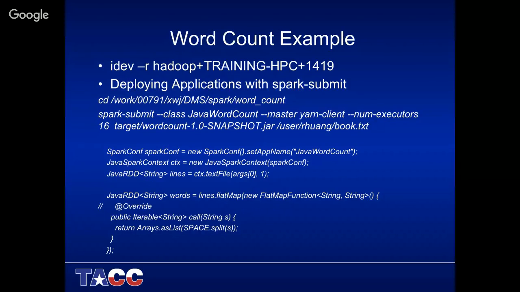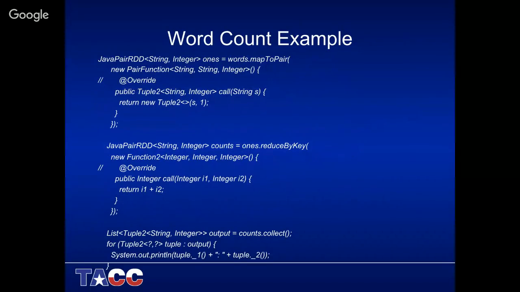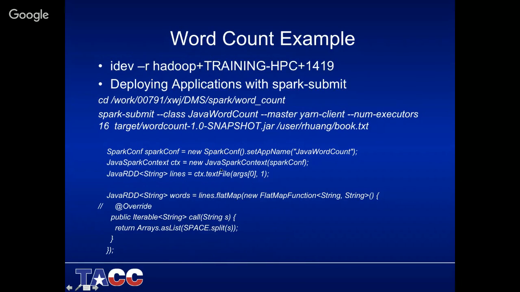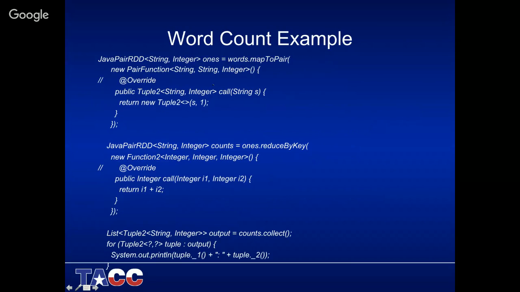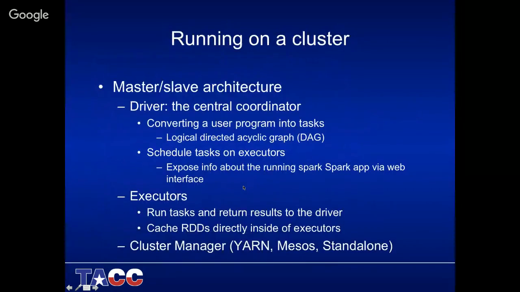If you finish the word count example, we can continue. That's the source code for the word count example. You can see it creates a new Spark context, and then the key-value pair, word and count. So, have all of you finished the word count example?